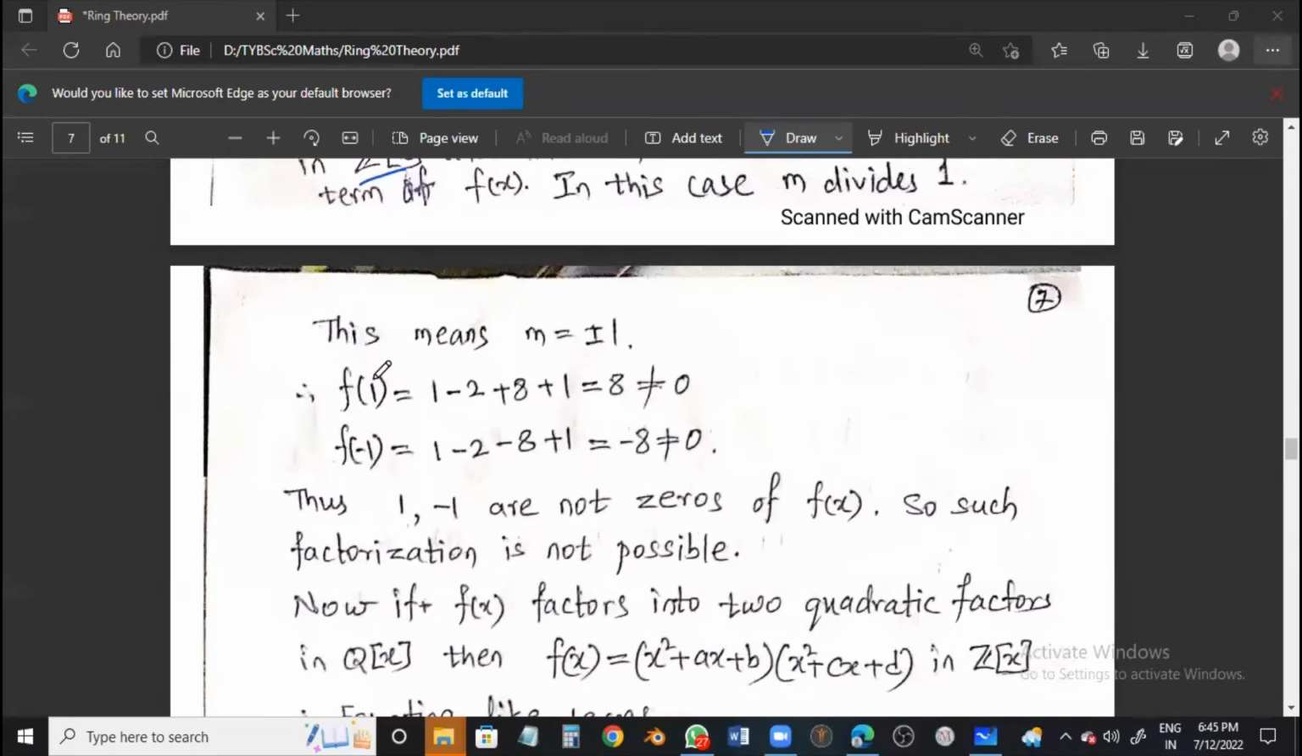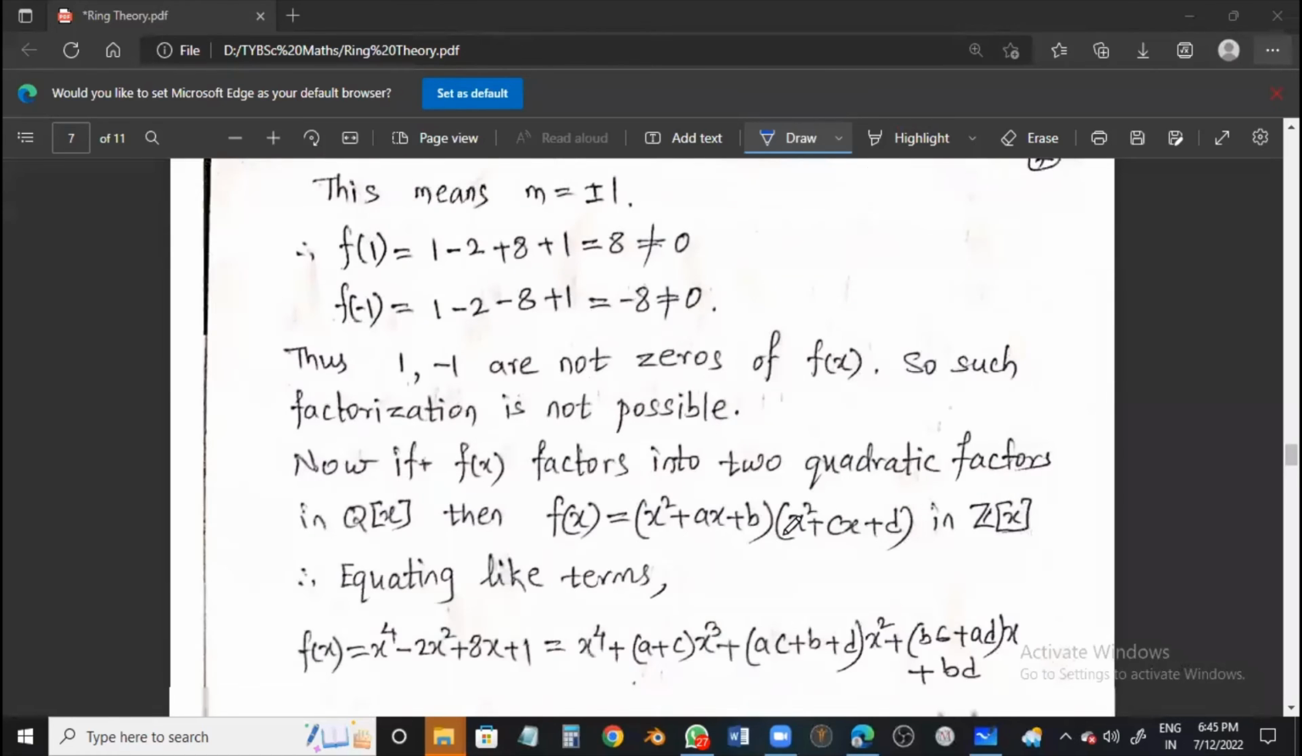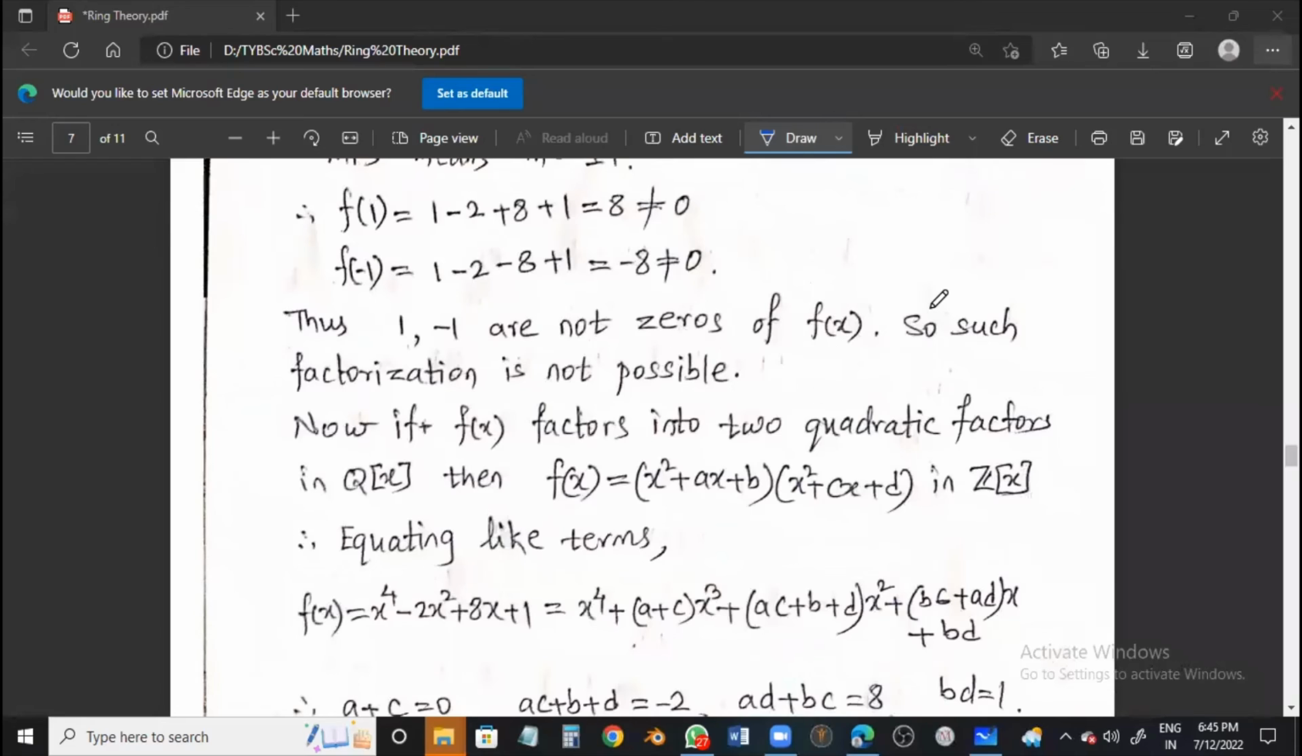Put x as 1. What happens? It becomes 8. You can calculate. 8 is not 0 in integers. At the same time, f of minus 1 I calculated, it becomes minus 8. It is also not 0. Means 1 doesn't give you 0, so 1 is not a zero of f. Minus 1 is also not a zero of f. Means what? This kind of factorization is not possible. Got me?